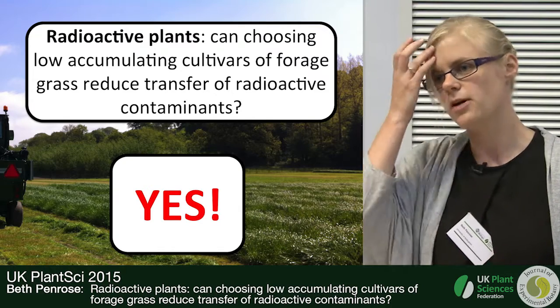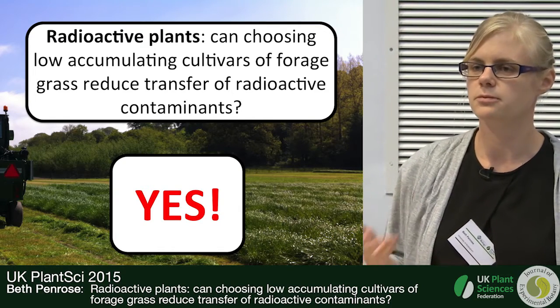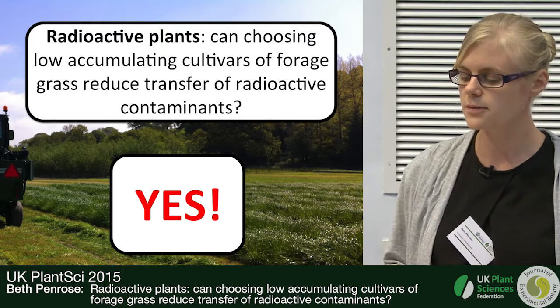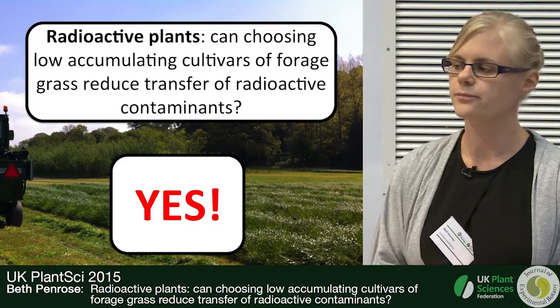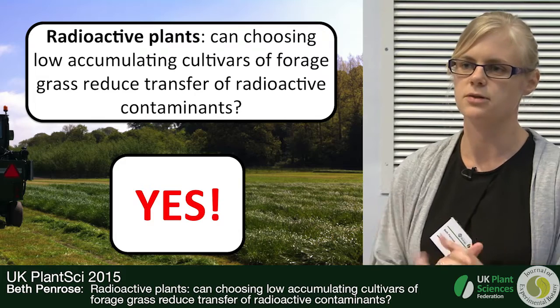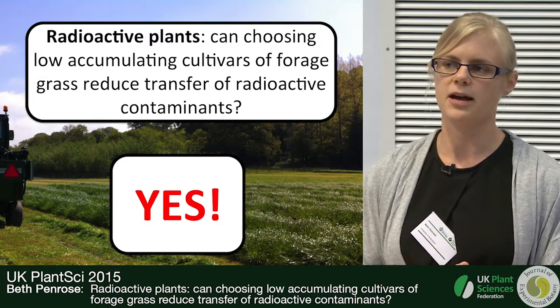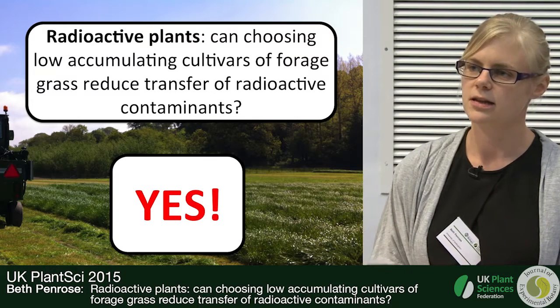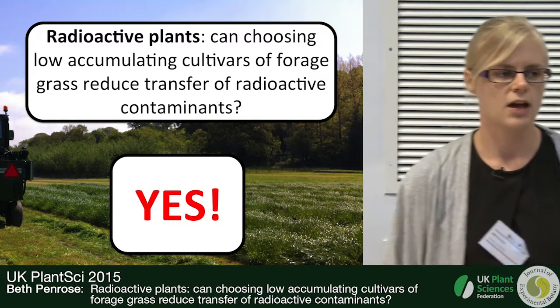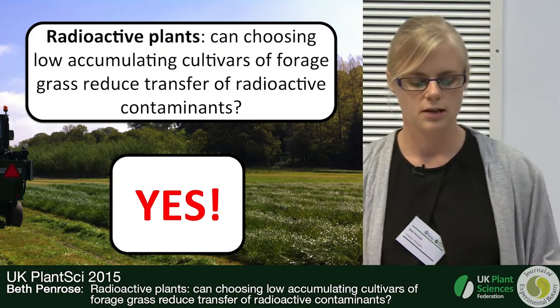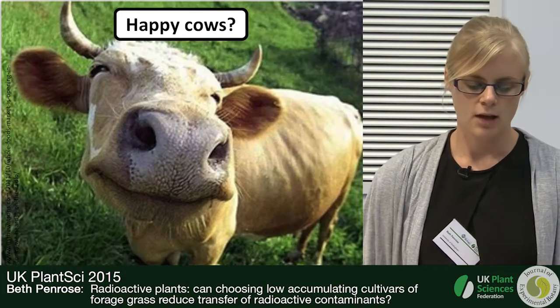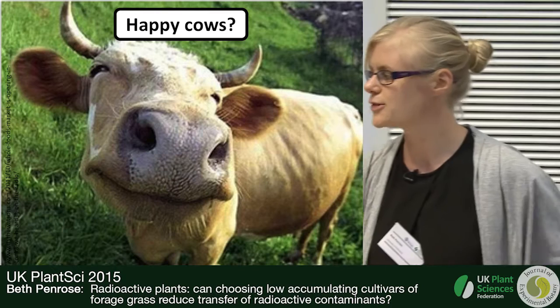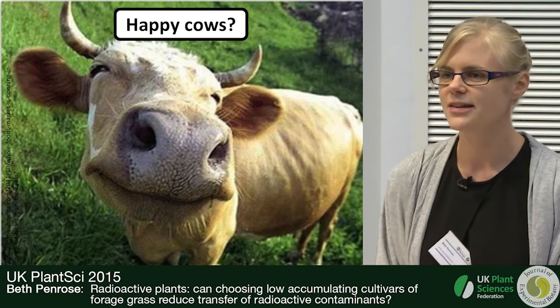But also, as part of my work, because we use stable isotopes, we look at lots of nutrients all at the same time. We use ICP-MS, and so we get about 30 nutrients when we do our analyses. And we can also look at some other things at the same time as looking for this cesium and this strontium. So can we use varieties to get some happy cows?